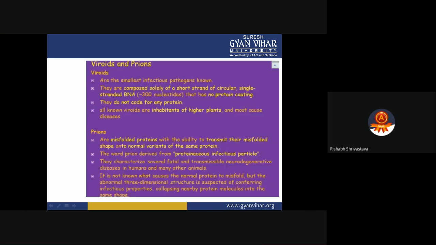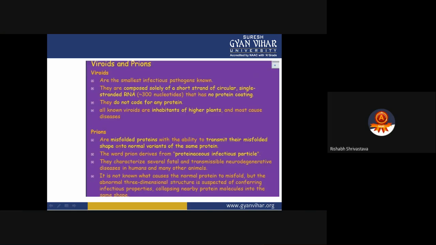Viroids and prions. Viroids are the smallest infectious pathogens known. They are composed solely of a short strand of circular, single-stranded RNA, which has around 300 nucleotides. It has no protein coating. They do not code for any protein, and they are inhabitants of higher plants. Most of these viroids cause diseases in higher plants.